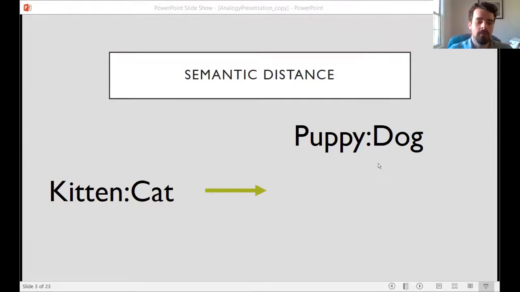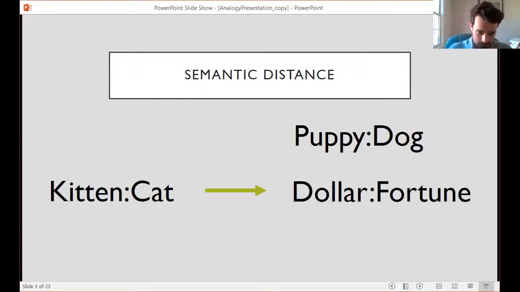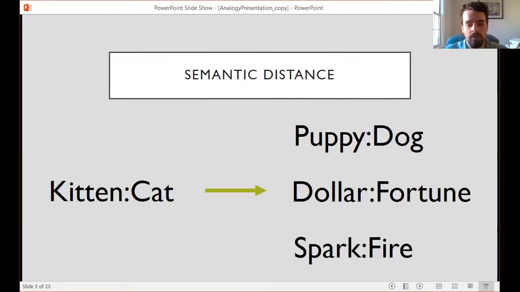Another example of an analogous word pair would be dollar is to fortune. So this is again something small that turns into something bigger, and an even more distant one would be spark is to fire. So again, they share the same analogical mapping, something small that turns into something larger. But they're in very different categories entirely, and bridge lots of semantic distance. So spark and fire is in a totally different domain of semantic knowledge than kitten is to cat.